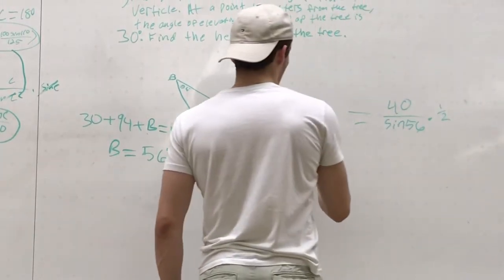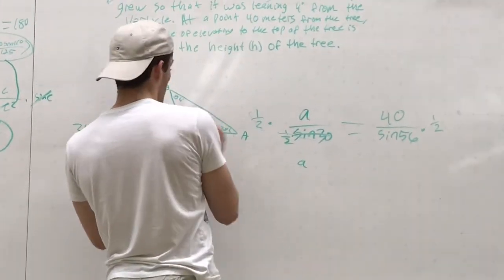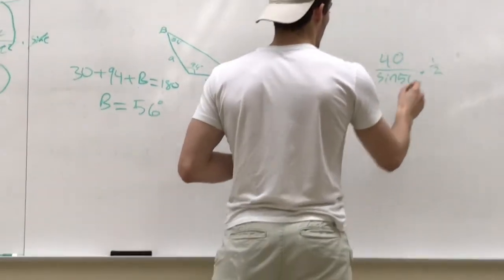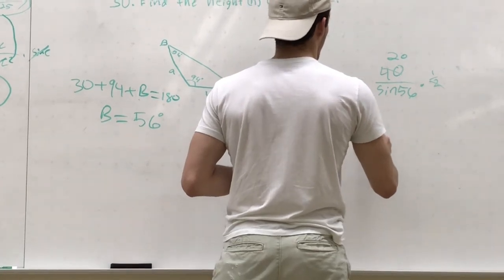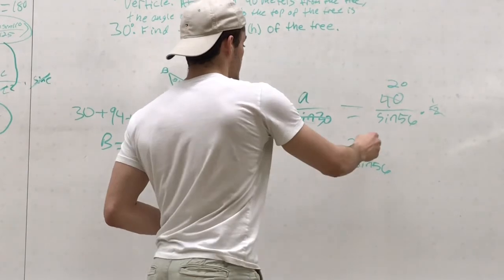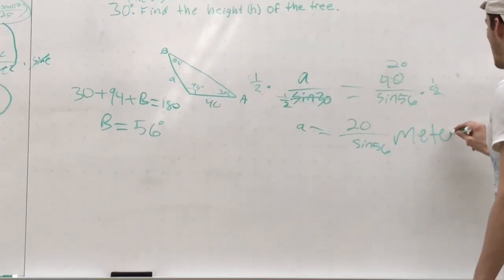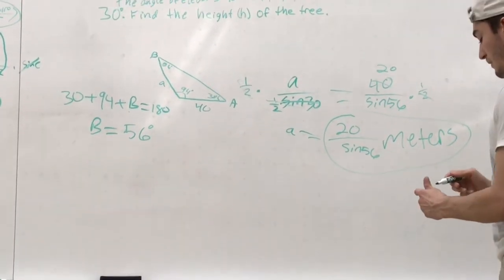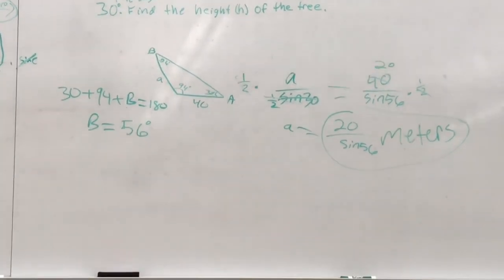So you have a equals 20 over the sine of 56. This would be the distance in meters of how tall the tree would be. And that concludes the examples on how to use the law of sines.